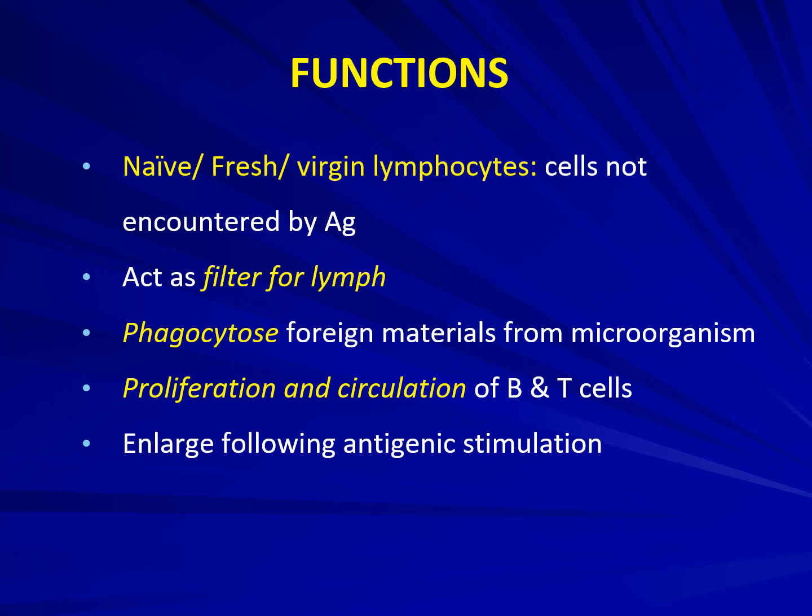Let's see the functions, what happens in the lymph node. There's a concept called naive, fresh or virgin lymphocytes. These are lymphocytes which have not encountered the antigen at all. The lymph node acts as a filter for the lymph. It phagocytoses foreign materials from microorganisms. There's proliferation and circulation of B and T cells, and the node also enlarges following antigenic stimulation.